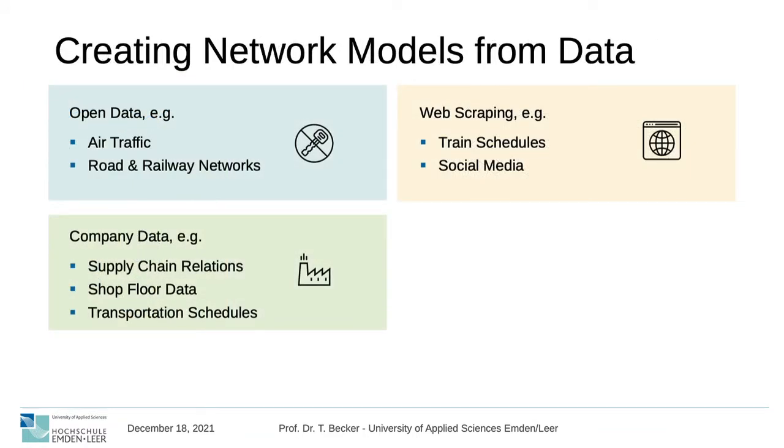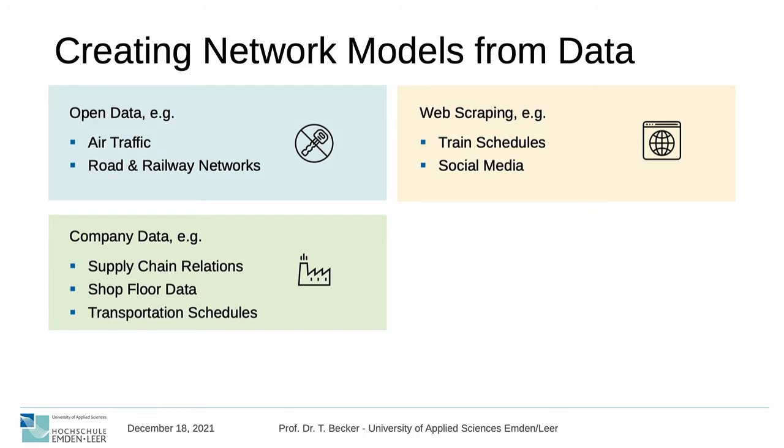Now let's take a look at some different ways of how to create network models from actual data. We have numerous possibilities to collect our data and to create network models in manufacturing and logistics. The first possibility is that we focus on open data, for instance on air traffic data or data from road and railway networks. There are many sources on the internet where you can find tables and databases that give you information on these types of infrastructure.